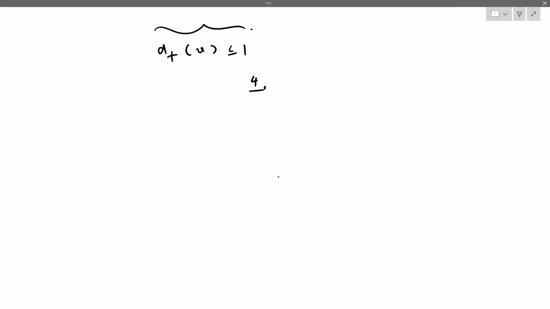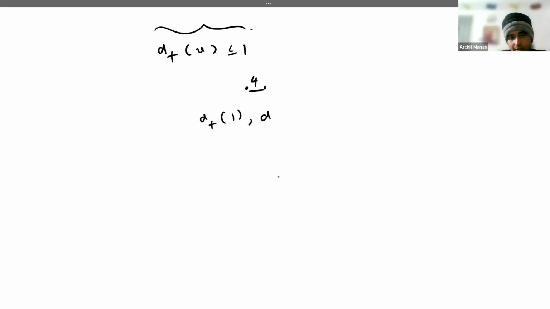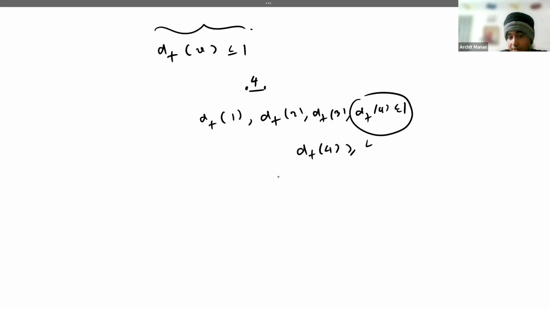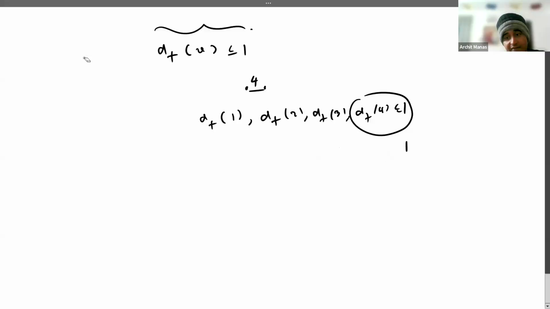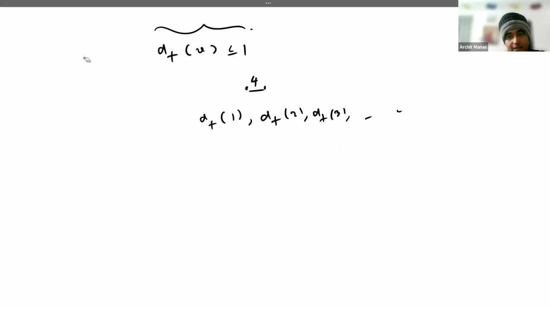Okay. So why can't there be 4? Because then we have the same degree bound. If there were 4 of them that all satisfied at most 1, then in that sorted order, we would have that all of these are at most 1. In particular, d plus of 4 is at most 1. But at the same time, we knew that d plus of 4 was at least 4 minus 1 by 2, which is greater than 1. And so we can't do that. Is it possible that all the first 3 are equal to 1? Yeah, possible.